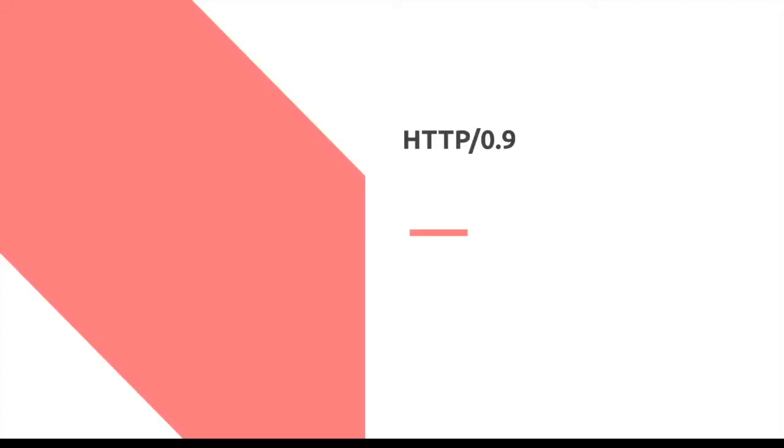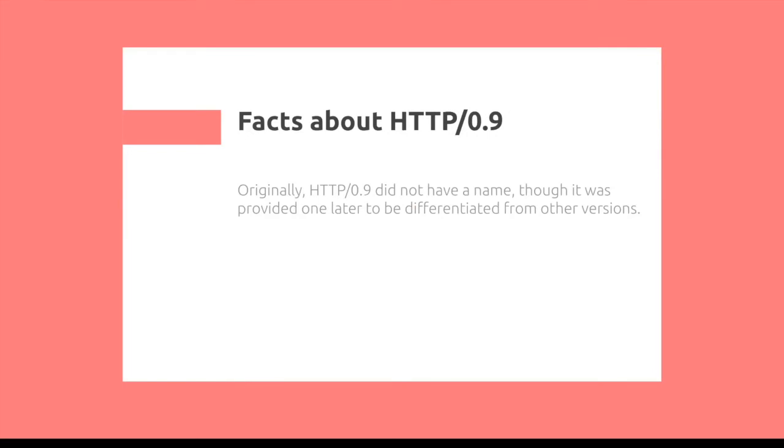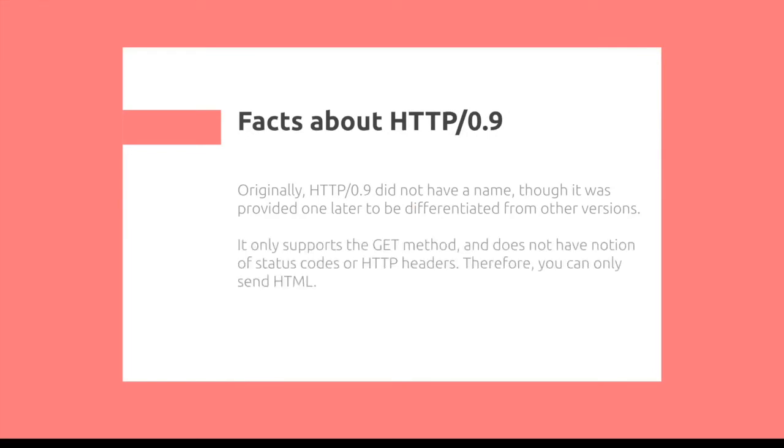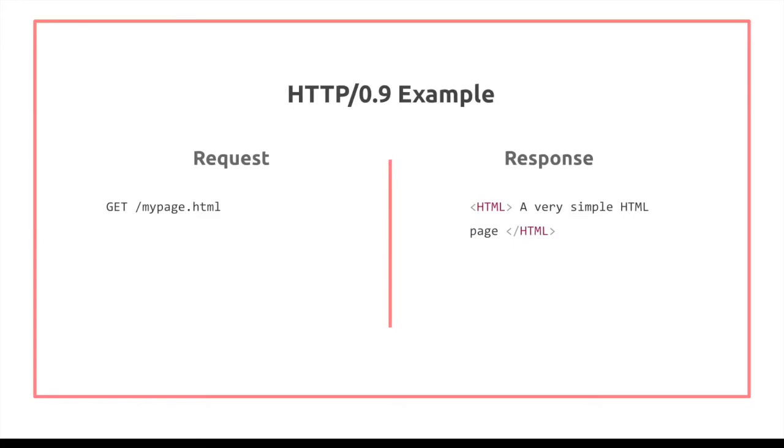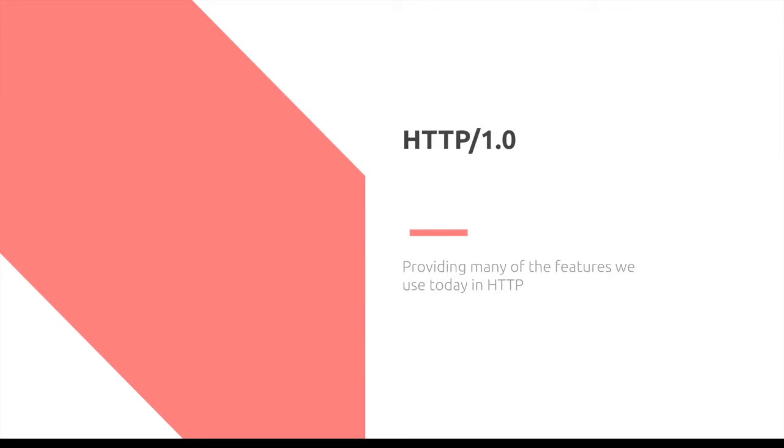So what is HTTP 0.9? The very first HTTP 0.9 wasn't actually called that, but was later given that name to differentiate it from other versions. It only supports the GET method and doesn't have any status codes, so you can only receive HTML as there are no headers as well. Here's an example of an HTTP 0.9 call. It's very simple, and you can only specify a single server because you're specifying the resource as part of the GET request.